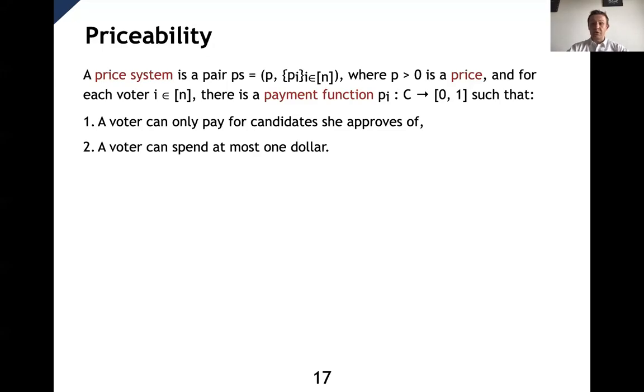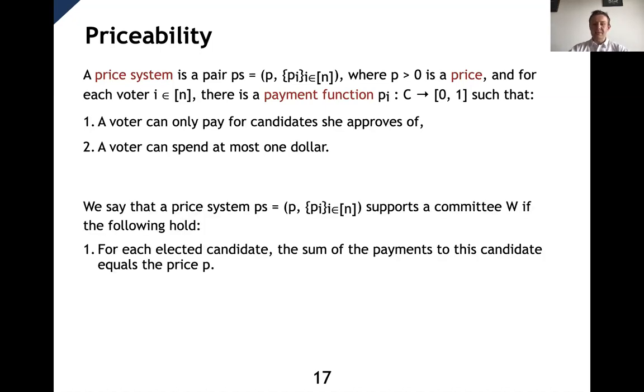Intuitively, priceability requires that an elected committee should be supported by a certain payment system which explains how the voters pay for the candidates that should be elected. So formally, a price system is a pair where the first element is the global price p, that is the total amount of money that needs to be paid for a candidate in order for this candidate to be selected as a committee member. The second element is, for each voter, a payment function p_i, and the payment function must satisfy the following two properties. A voter can only pay for candidates that she approves of, and the voter can spend at most $1 in total for all the candidates that she pays for.